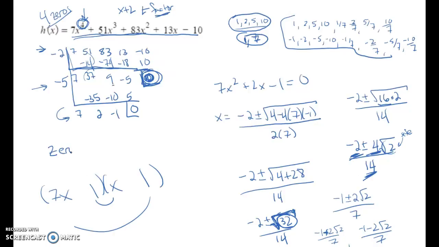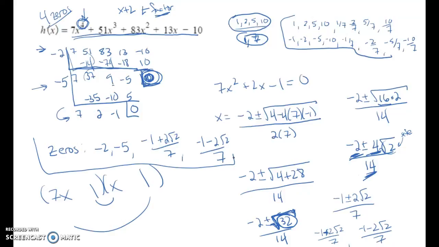So what are the zeros? The zeros are the -2 that we found, the -5 that we found, and then -1 plus 2 root 2 all over 7, and then -1 minus 2 root 2 over 7. So as promised, these are 4 different solutions. Here's one solution, here's a second solution, this big thing is a third solution, and that's the 4th solution.